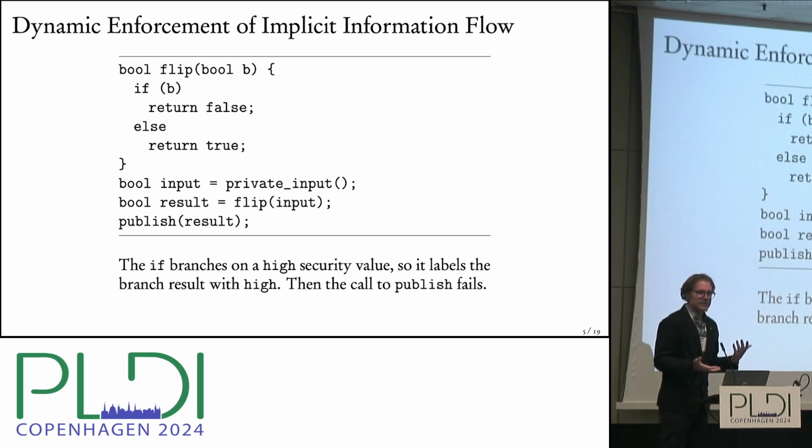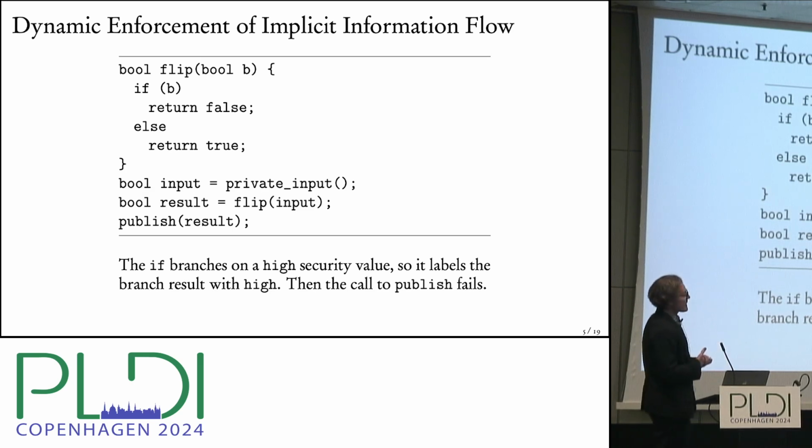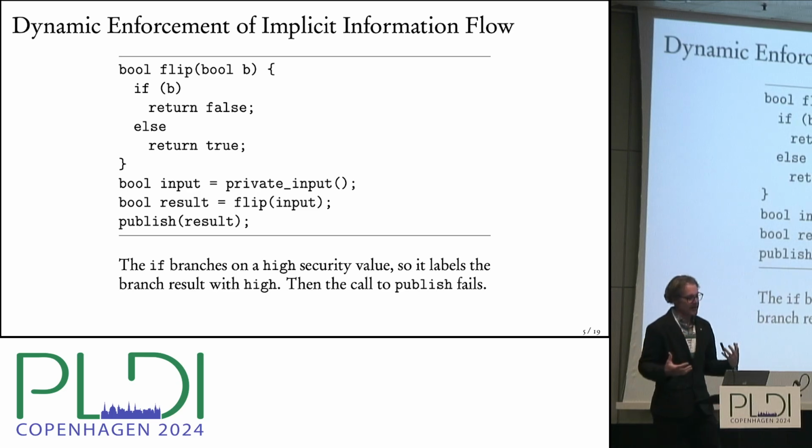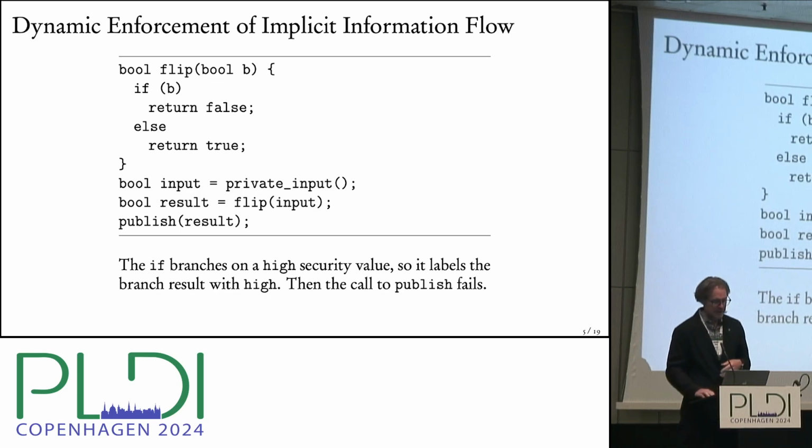Then of course you've got your implicit flow, where maybe you've got some control flow that's impacting what's going on. So in this case, again, we've got a high security Boolean going into flip, and then we're using it in a conditional branch. And the mechanisms of dynamic IFC are going to know to infect whichever result from this branch with the high security tag, and then when you try to publish that, again, it's going to fail, thanks to these runtime mechanisms.